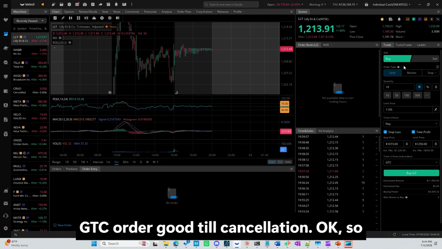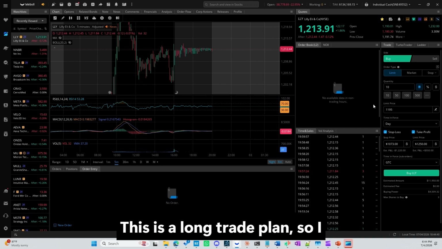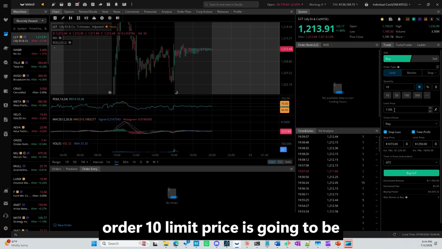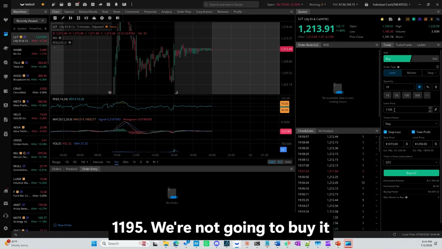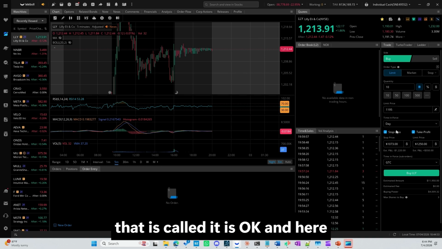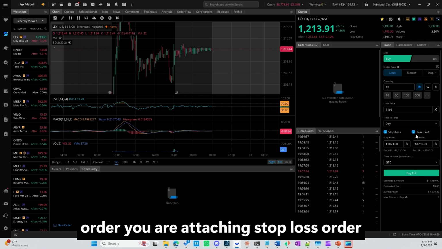So let's review. I want to buy the stock. This is a long trade plan. It's a limit order, quantity 10. Limit price is going to be 1195. It's not going to buy it until it hits 1195. That is called buy stop limit. And here is the stop loss. With the same buy order, you are attaching a stop loss order and also a take profit order.